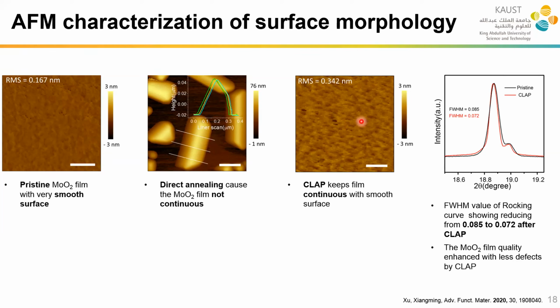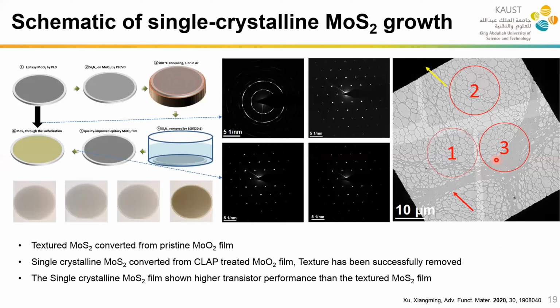So after using the CLAP process we developed, we found the surface is still continuous even though the roughness increased a little, but this is still acceptable for achieving the continuous thicker molysulfide film. This rocking curve shows us that capping layer annealing can really reduce the full width at half maximum of the rocking curve peak. So it means the quality is really enhanced. So this is the whole process.